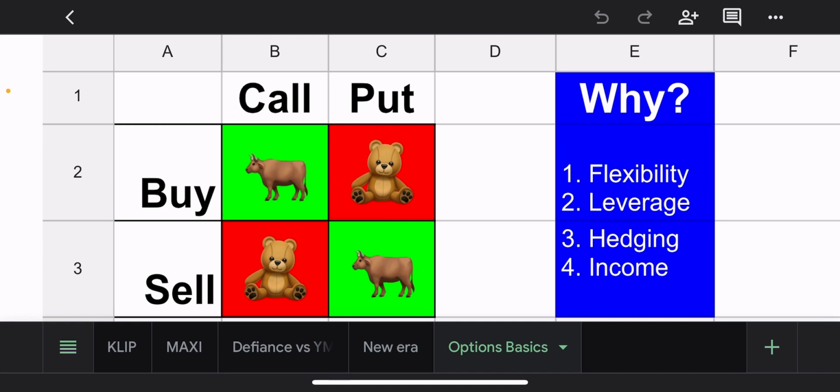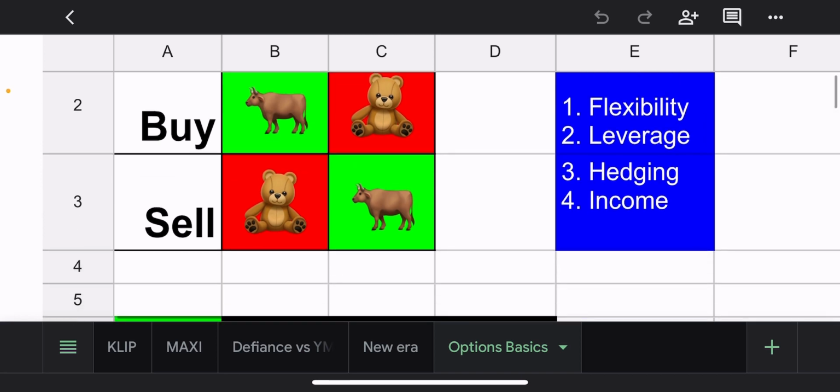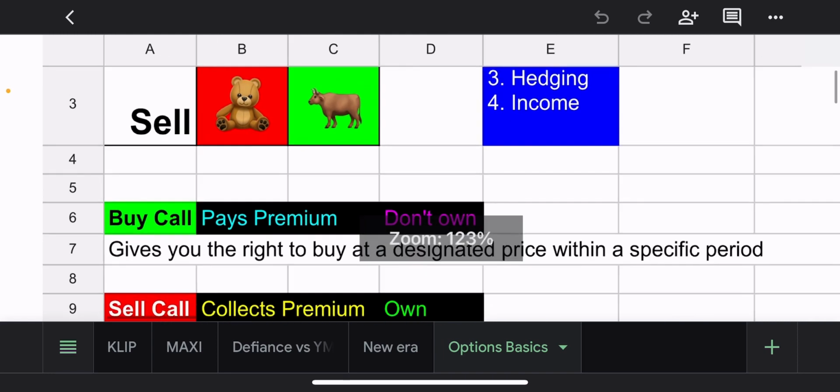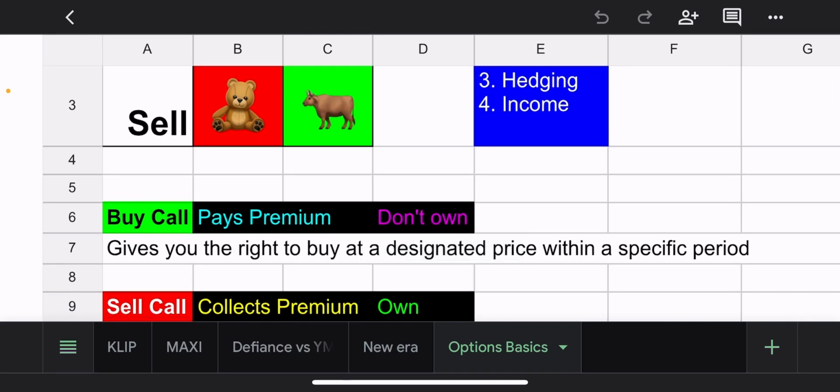So, how exactly does that work? Let's get into it down below. I'll have to scroll out a little. So, let's start with buying a call. When you buy a call, you don't own the shares. You don't own the ETF.